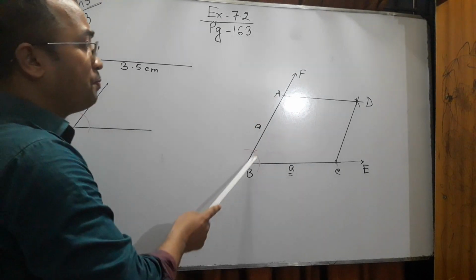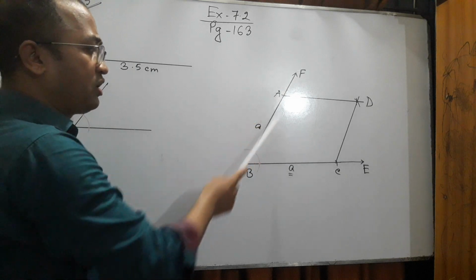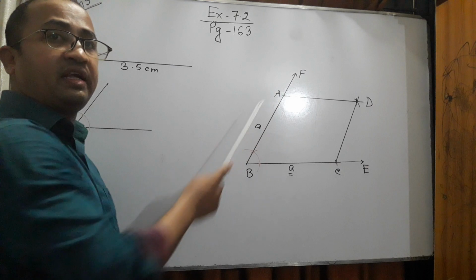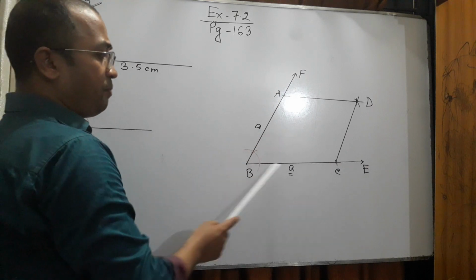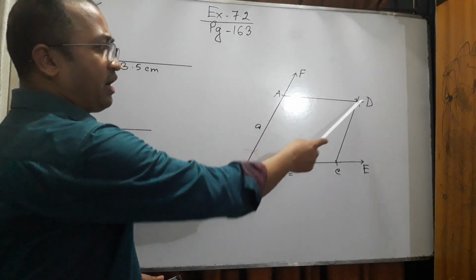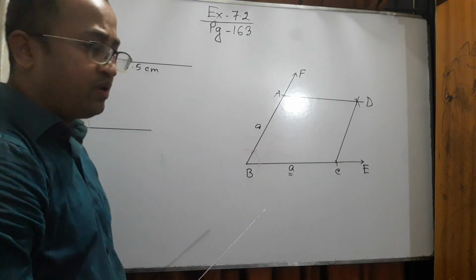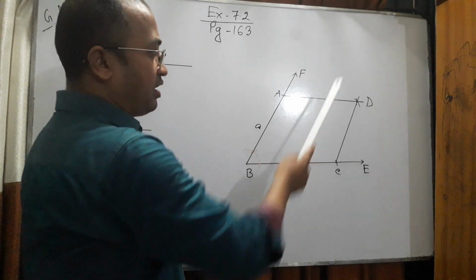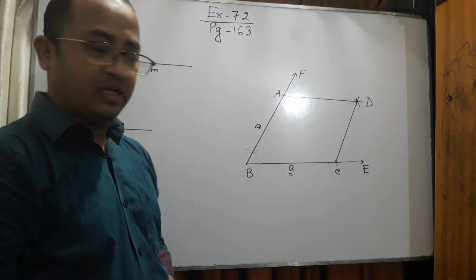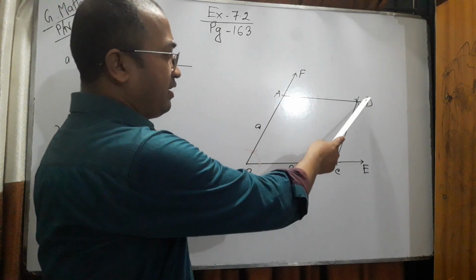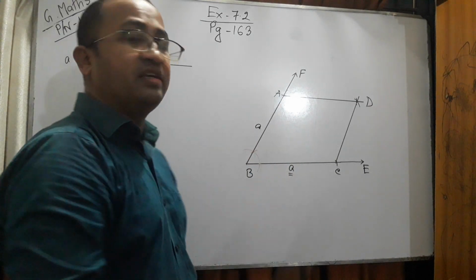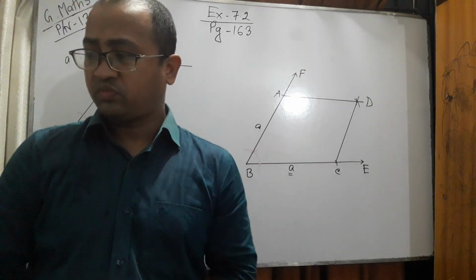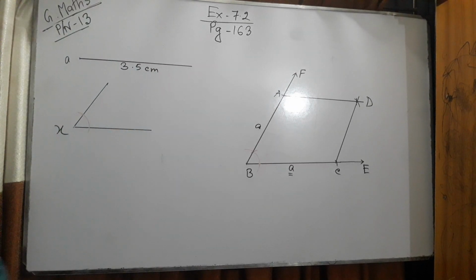Then, from the ray BF, we cut BA equal to A, and with center A, with the radius A, we draw an arc in front of the angle B. Again, with center C, with the same radius, we draw another arc which cuts the previous arc at D. So, join AD and CD. So, ABCD is our required rhombus.